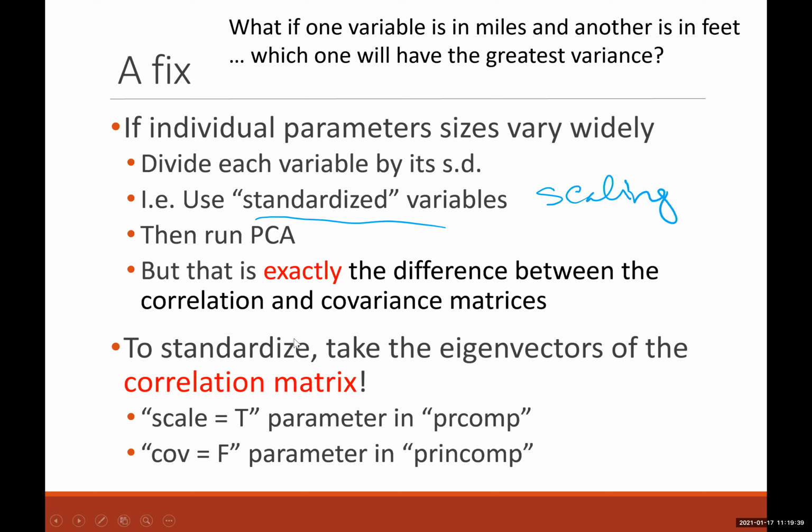Well, if we standardize or scale, we're taking those eigenvectors of the correlation matrix instead of the covariance matrix. So if we're scaling, we should be using the correlation matrix. The way that we scale is that in the prcomp function, we'd use the option scale equals TRUE to give us the correlation matrix. Or in the princomp or principal function, we use covariance equals FALSE, which means that instead of using the covariance matrix, we're using the correlation matrix.